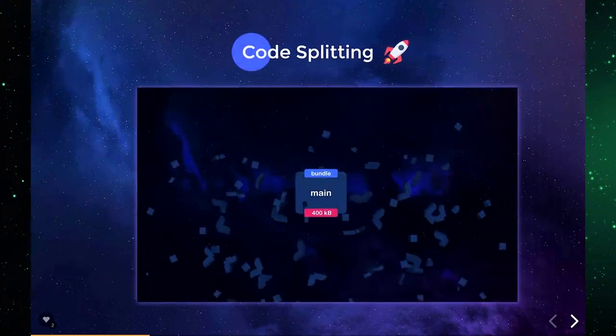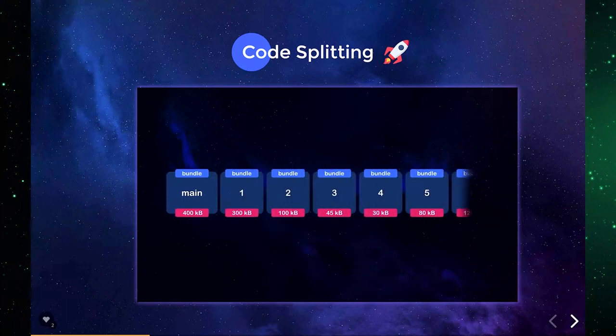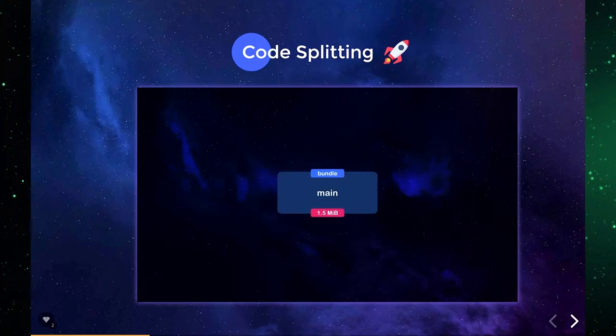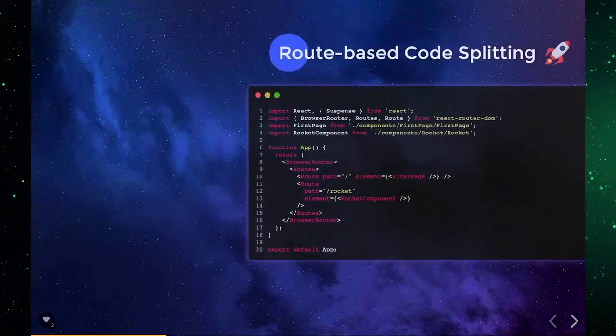Of course, one of the most effective techniques that most of us use is code splitting. So if we have a huge bundle size, we can split it into smaller chunks, right? And lazy load those chunks once we need them.